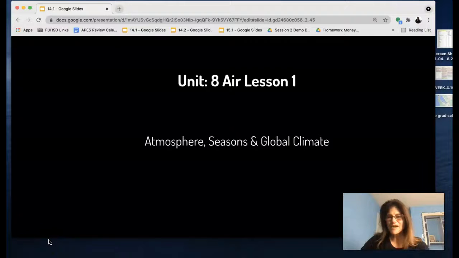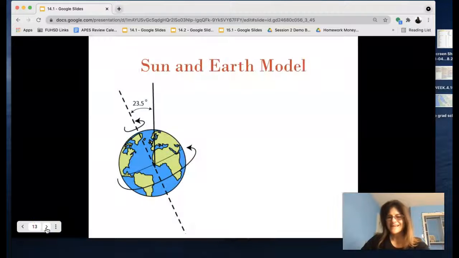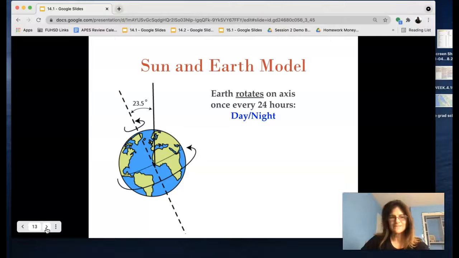Today we're starting our final unit of the year. It's all about air, and we're going to kick it off by learning about the atmosphere, seasons, and global climate. In this Sun and Earth model, we are reminded that the Earth rotates on its axis once every 24 hours, and that is why we experience day and night.